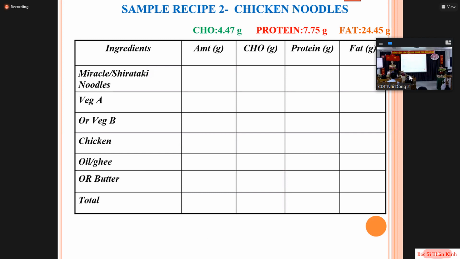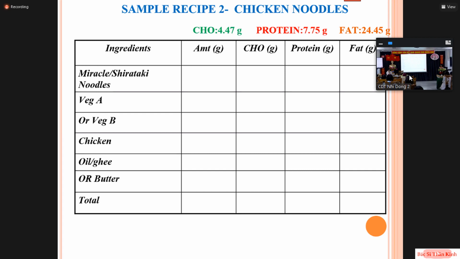Next recipe that I'll be explaining is chicken noodles. I think all Vietnamese like noodles. So we are using miracle rice or shirataki noodles. This is made from konjac flour, and this has very negligible, I think it has no digestible carbohydrates, so it's not absorbed by the body, and the glucose will not spike. And you can take as much amount as a patient requires.